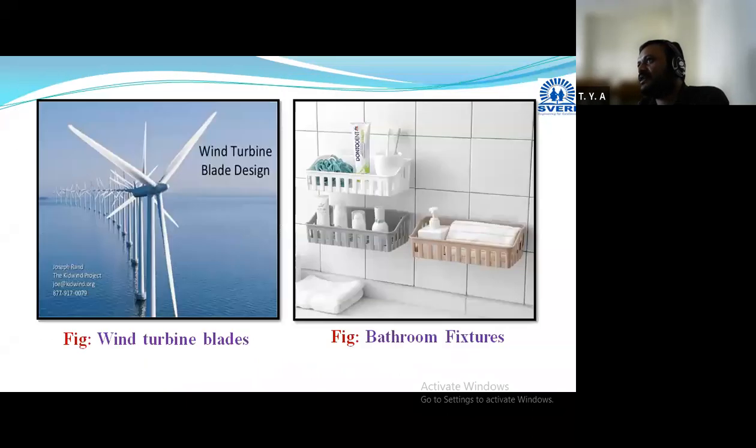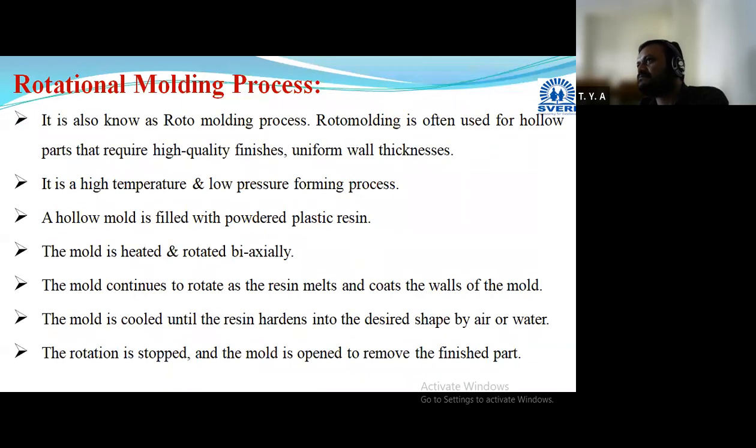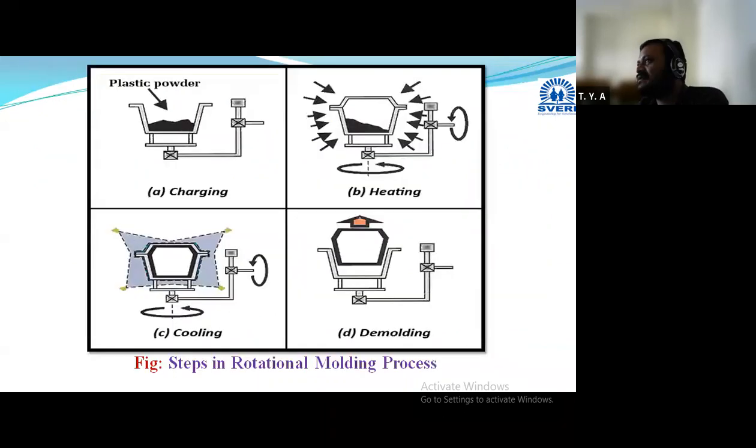After this, the rotational molding process, or rotomolding process, is there. It consists of different steps. Raw material is taken in powdered form. Then the mold is closed and heating is done, and simultaneously we are rotating that mold in two directions, or biaxial rotation is done. Due to that, whichever powder is there gets attached to the mold walls, and after sufficient cooling, the mold is opened.